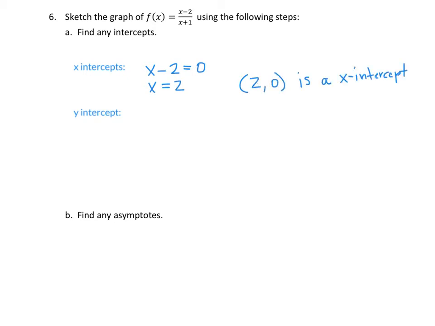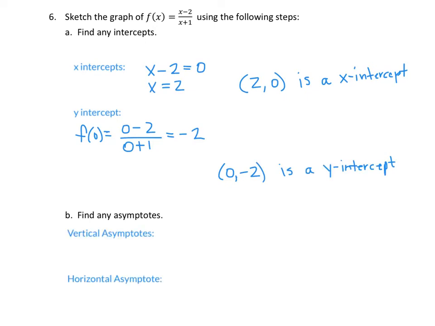Next, to find our y-intercept, we plug 0 in for x. So we're taking f(0). So we have (0 - 2)/(0 + 1), which simplifies to -2. So our y-intercept then is the point (0, -2).